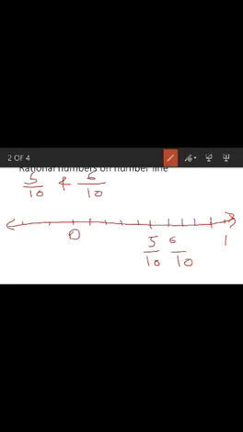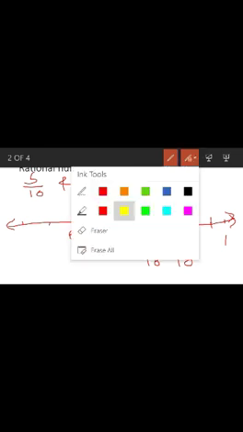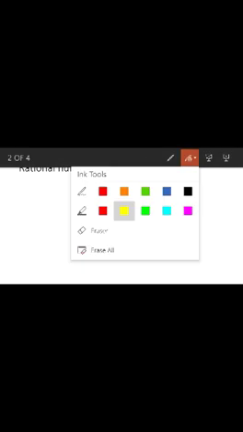See, this is the line. Okay, and we need to find out the midpoint of this line, that is 5 upon 10 and 6 upon 10. How we'll find out that? We'll see here. Okay, now see, what we need to do? We need to add these numbers and we need to multiply it by 1 upon 2.